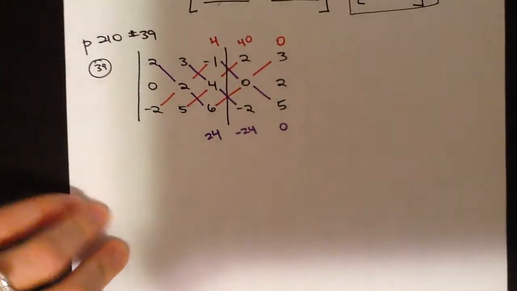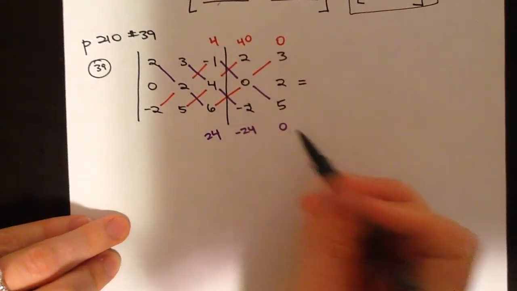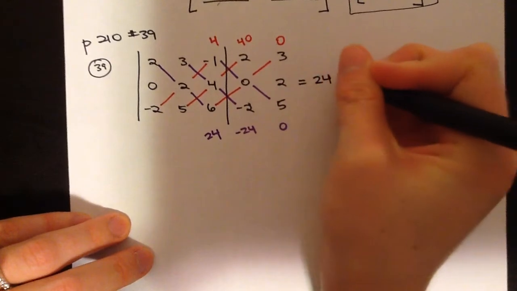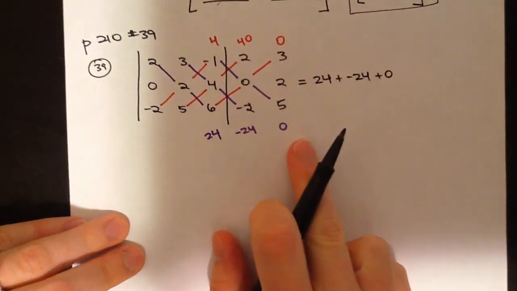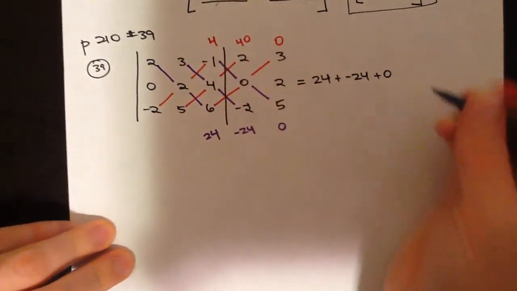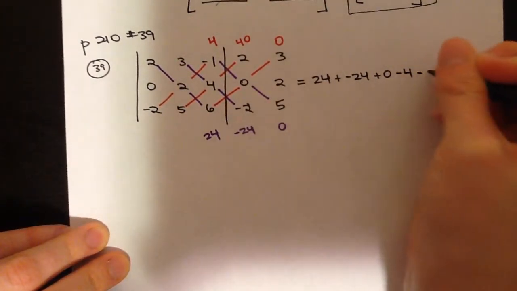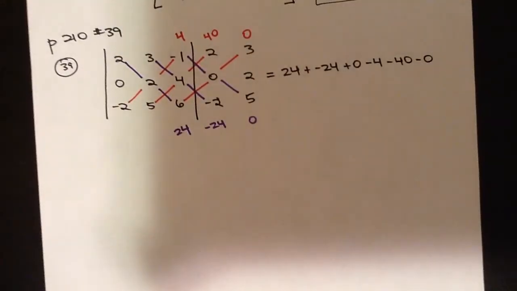Okay, so the way these work, when I want to come up with the value of my determinant, I add the ones along the bottom. So 24 plus a negative 24 plus 0. So I add them, whether they're positive or negative, I add them. And then I subtract the ones along the top. So minus 4, minus 40, minus 0. So you can go ahead, you can plug that whole strand in.